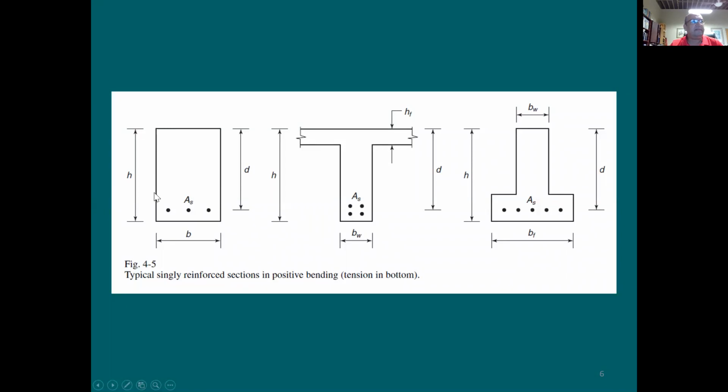H is going to be the total depth. D is going to be the depth from the compression fibers, the top compression fibers, to the centroid of the rebars, not the top of the rebars, not the bottom of the rebars, but to the center of the rebars. The reason is that the tension force is going to be right at the center of the rebar. We want to figure out the distance from the top compression to the center, which means the point of application of the tension force. So, okay, this is good. I've seen this, I understand these parameters.